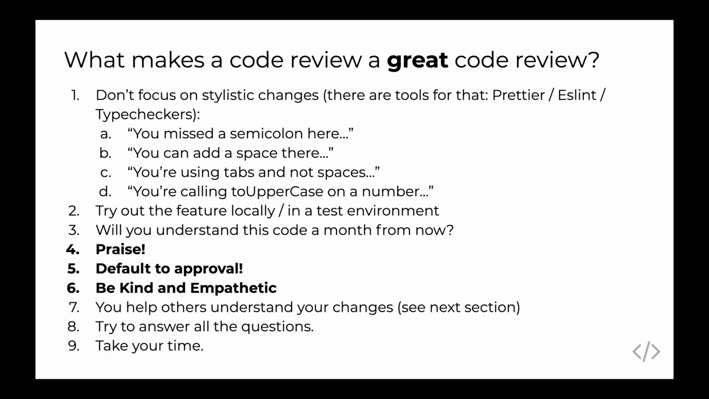And what makes a code review a great code review? First, you want to avoid focusing on stylistic changes. Most code bases have tools for that, like Prettier, ESLint, type checkers, etc. Sometimes things can get missed. I've seen in the past where if statements are stacked on top of each other and it reads a little clearer to have a new line in between them. Those tend to be the only times when I might mention it'd be nice to have a new line here, but generally I don't call out little things like that.